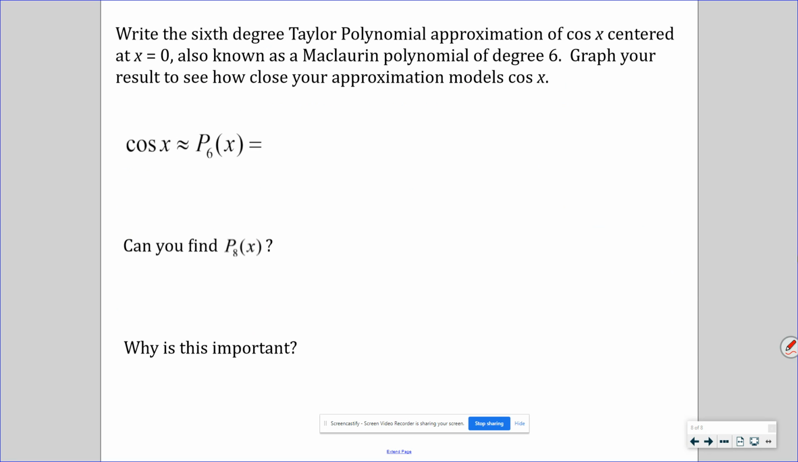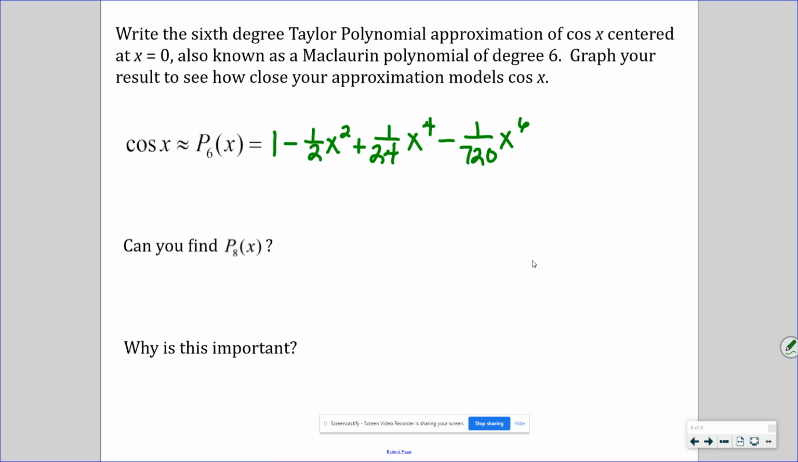Okay, so that's going to look like, let's see, A. There is no B value, so we'll skip that part and go to C, which would make it negative 1/2 x squared. There's no D value, so the next one would be 1/24 x to the 4th minus 1/720 x to the 6th.